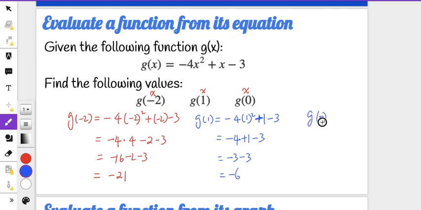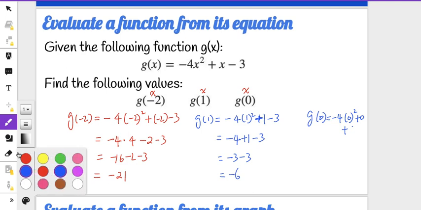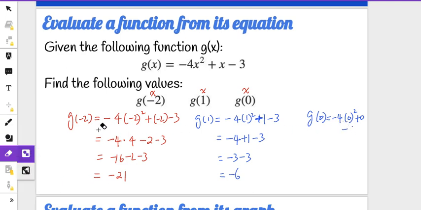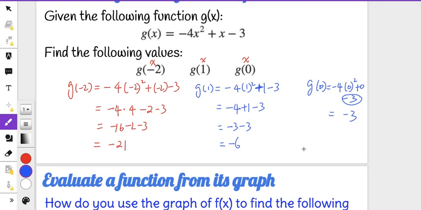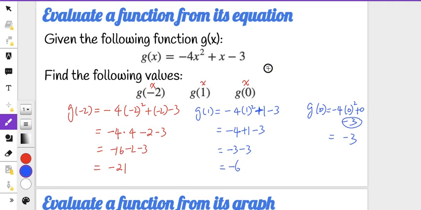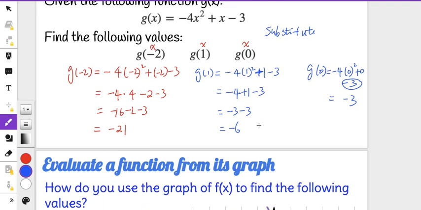Last, x is 0. Everything becomes, x will become 0, so negative 4 times 0 squared plus 0 minus 3. So everything is 0, so we have only the constant left, which is negative 3. So that's how we use an equation to evaluate a function. All we need to do is substitute the value of x into the equation.